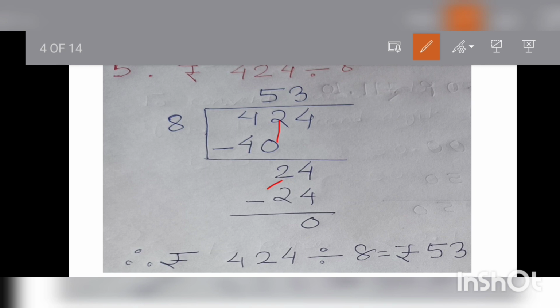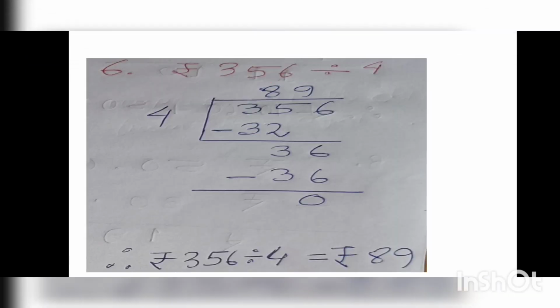Okay, again this 2 is smaller than this 8, that's why you bring this 4 below. Okay, now it is 24. So 8 3s are 24. Okay, now 4 minus 4 is 0 and 2 minus 2 is 0. This is your required answer. That means when you divide rupees 424 by 8, then you get rupees 53. Okay, now see the question number 6.